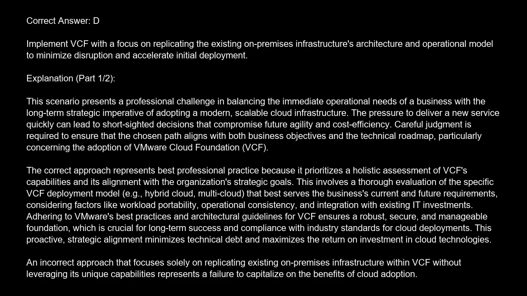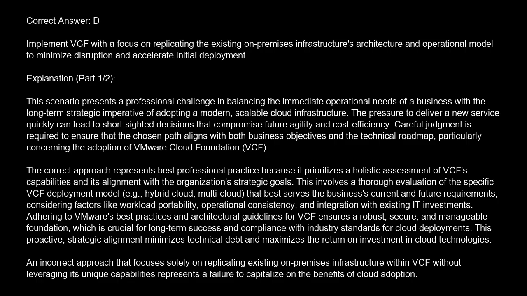The pressure to deliver a new service quickly can lead to short-sighted decisions that compromise future agility and cost efficiency. Careful judgment is required to ensure that the chosen path aligns with both business objectives and the technical roadmap, particularly concerning the adoption of VMware Cloud Foundation, VCF.